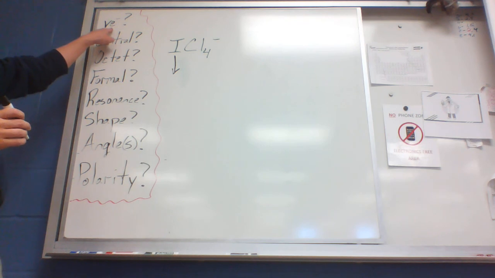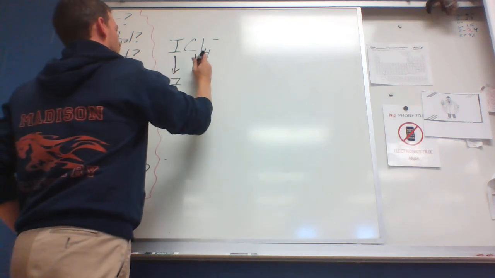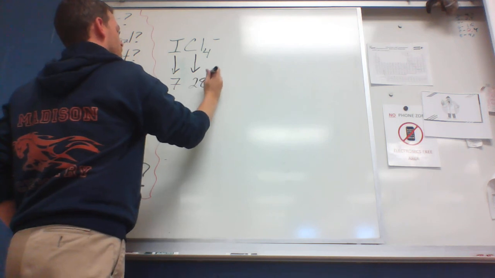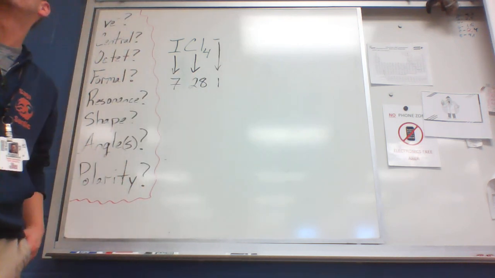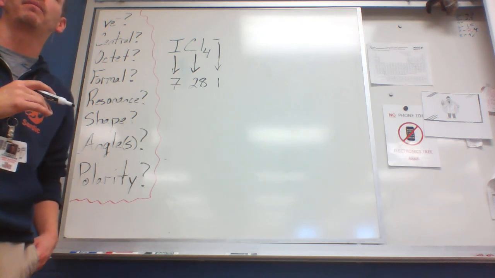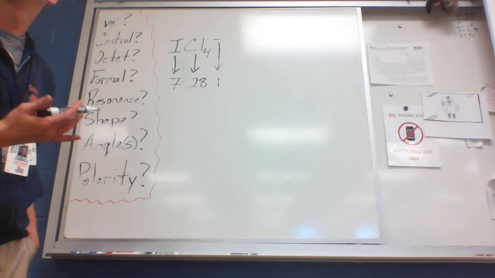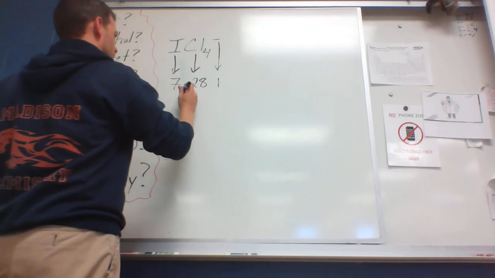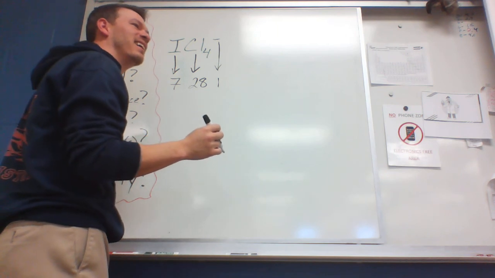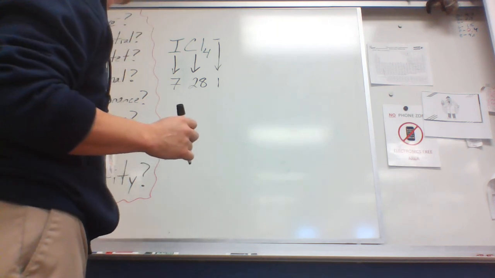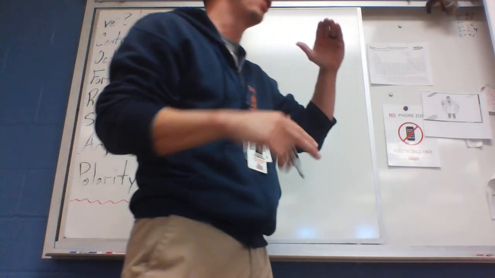Starting with a valence count, iodine will give us 7. Chlorine will give us 28. Minus 1, plus 1. That charge will give us 1. Again, you've got to stop me if you don't understand something I write. This is all we're doing today is a bunch of this. Oh, so if it's minus, it's plus. Yes, well, that's an extra. We're counting electrons, and a negative charge represents an electron.